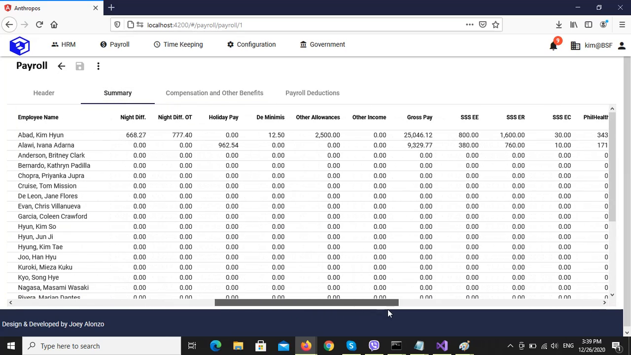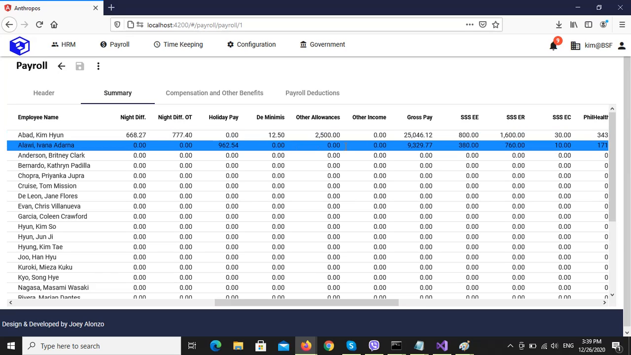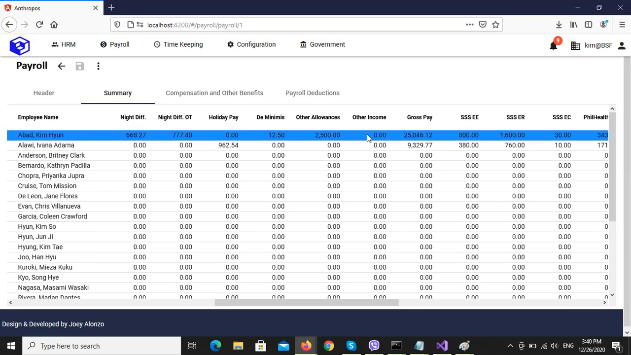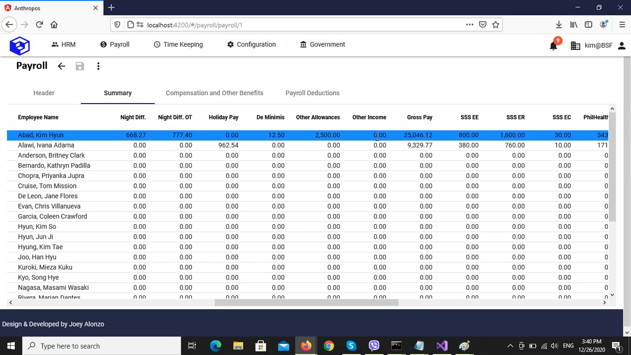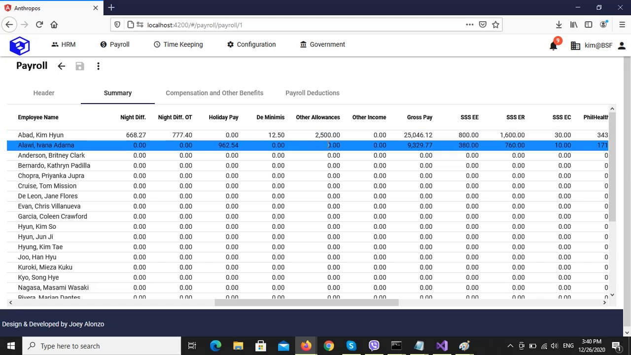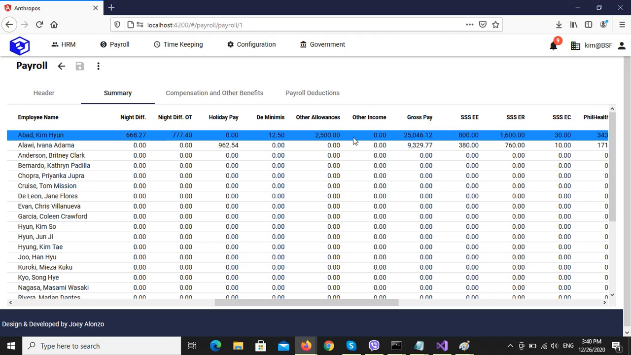Okay. Now on the summary here, so if the tax classification is de minimis, it will come here. Okay, it will be included in the de minimis. If the tax classification is other income, then it will go here on this column, other income. So right now we don't have other income here on the compensation and other benefits, so therefore it is 0. And then other than that, if it is not de minimis and it is not other income, then it will be included in the other allowances.